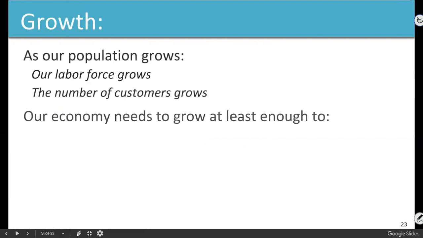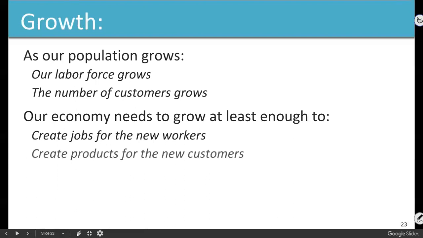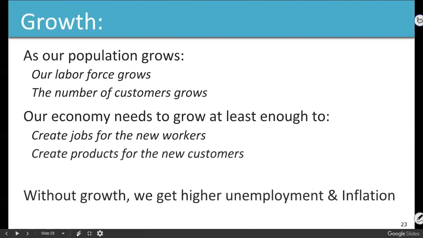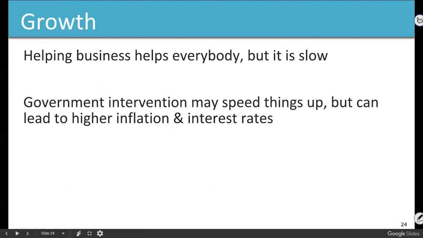Population, as it grows, gives us more workers and more customers, and our economy at least needs to grow fast enough to create jobs for those new workers and create products for those new customers. Or else things are going to get disjointed: higher unemployment, higher inflation. So if we can help business, everybody wins. But that was slow. Government intervention may end up being needed to speed things up. With that intervention, there's no such thing as a free lunch; it can often bring higher inflation and higher interest rates.